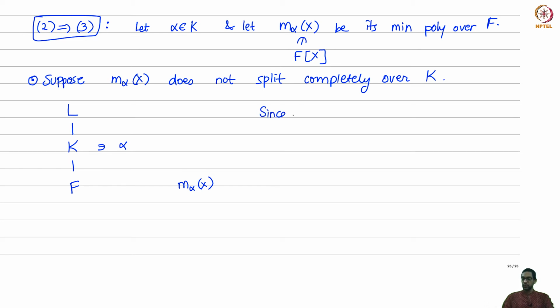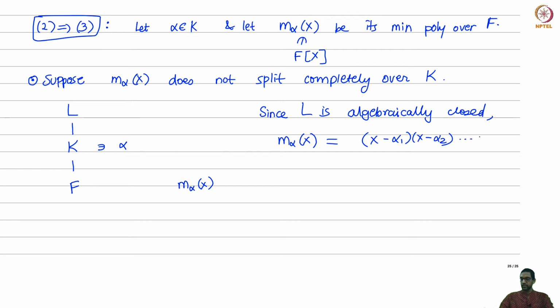So since L is algebraically closed, here's what I know. M alpha of X I can write as X minus alpha 1, X minus alpha 2, and so on. M alpha is of course monic here because it's the minimal polynomial, for some alpha 1, alpha 2, up to alpha n coming from the algebraic closure. Now let's assume that the first root alpha 1 is alpha, the alpha I began with. Now the assumption we have made, that M alpha does not split completely over K, means that at least one of these alpha i's is not in K.